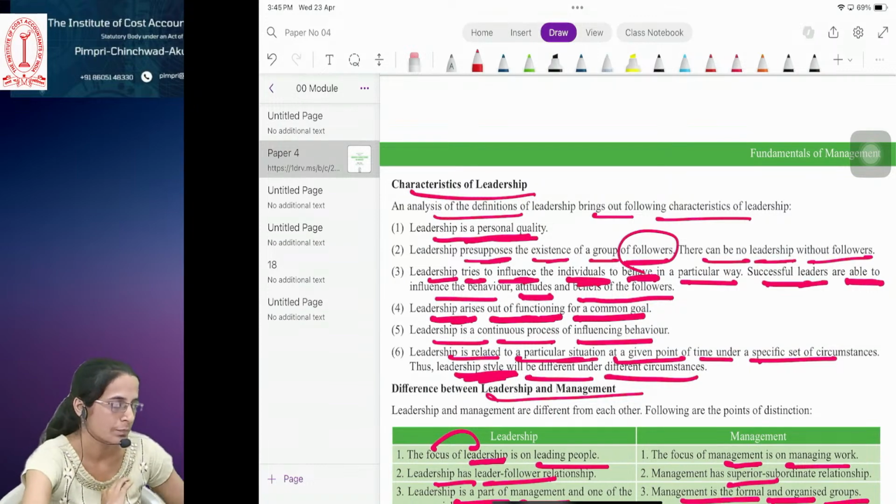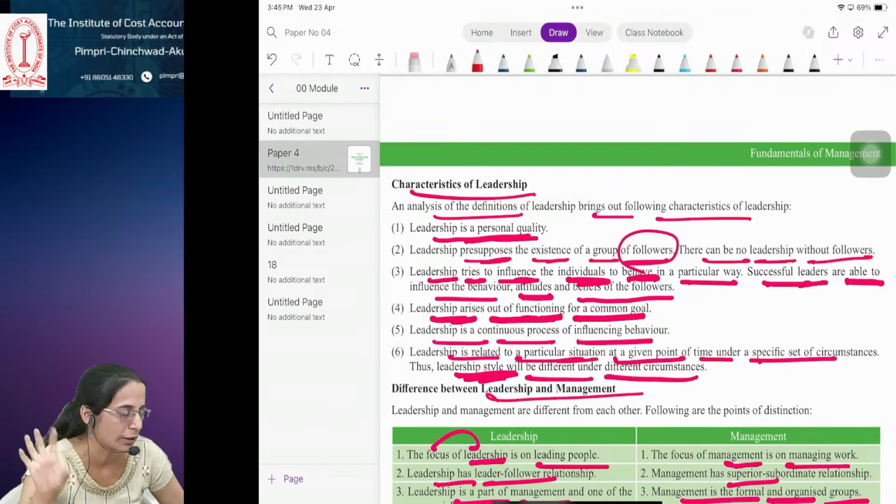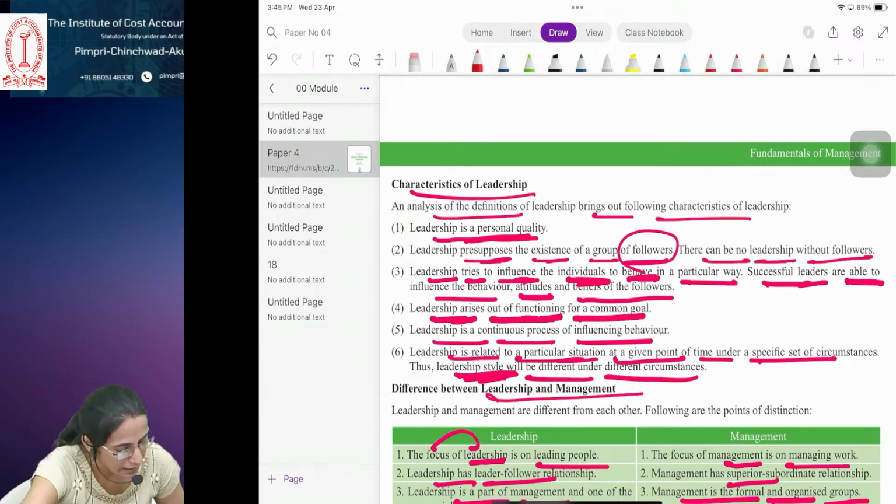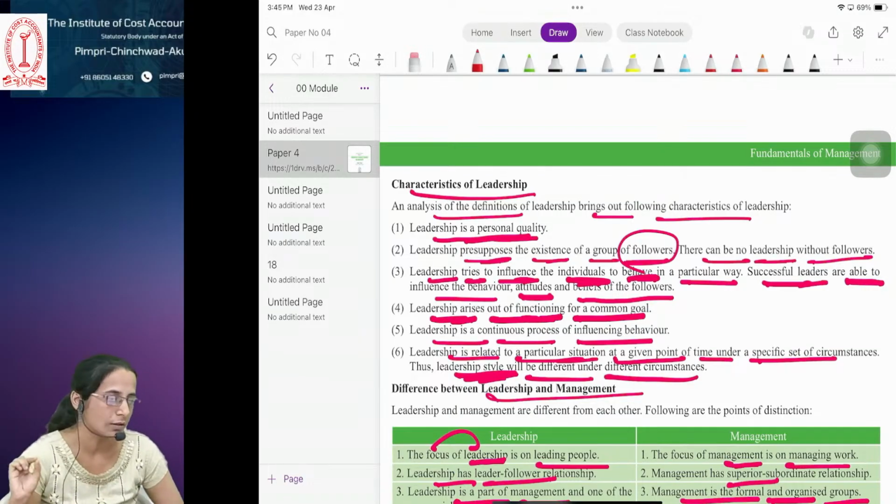Means what? What I say, you have to follow that. You don't need to give your opinion. Your advice is not required. I give the order and you people obey, follow the directions and do the work. That is autocratic. He centralizes power in himself and takes all the decisions without consulting the subordinate.